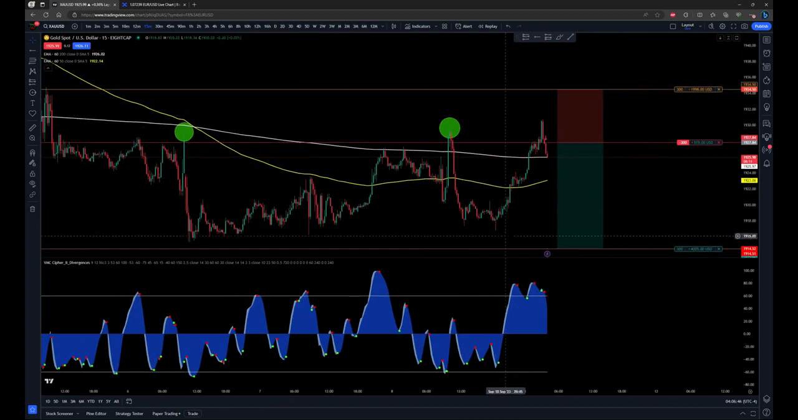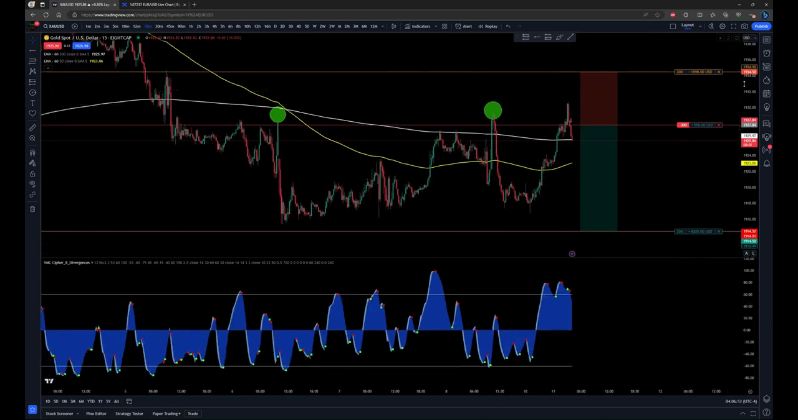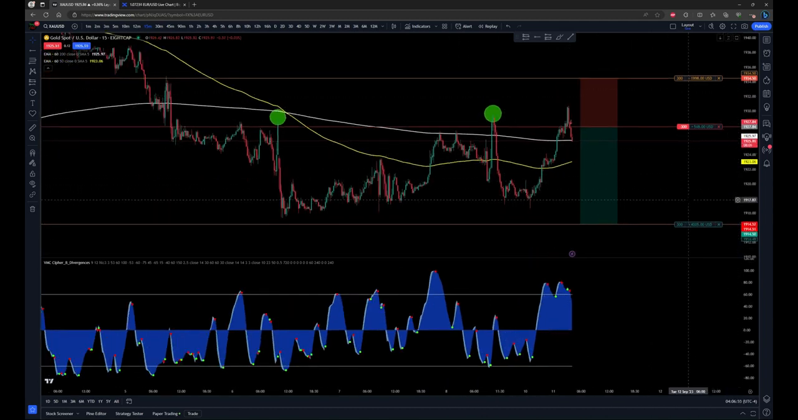So sweep of highs, bearish divergence, logical profit target, overall trend direction. That's what the trade strategy is. So the setup is here. Gonna have to just wait and see how it plays out.